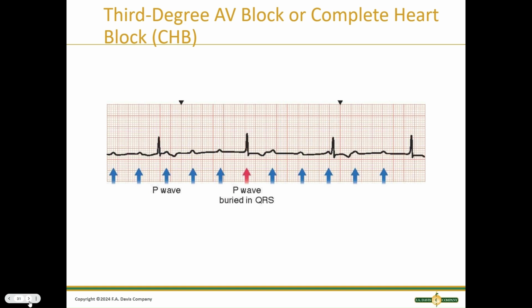So here is a little example of a waveform with a third degree heart block. The blue little arrows are pointing at all your P waves, and then your red is your QRS that's kind of buried in there. But you see there is not a correlation between them. It is literally one is beating opposite of the other. And again, you do not have good cardiac output when you have this type of a rhythm.